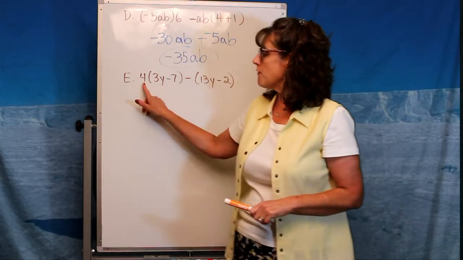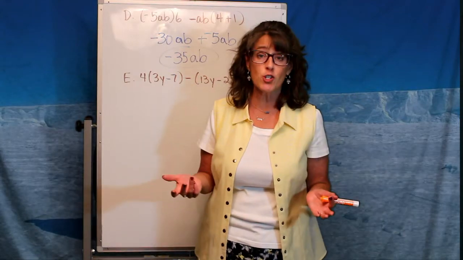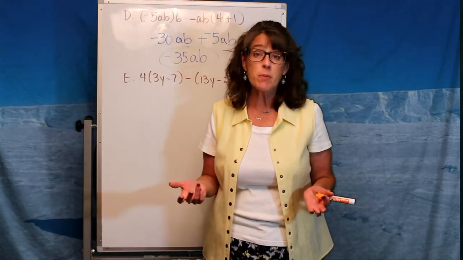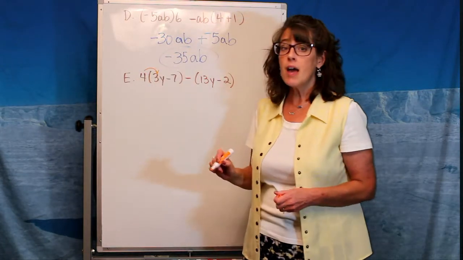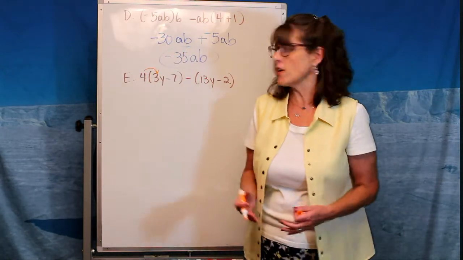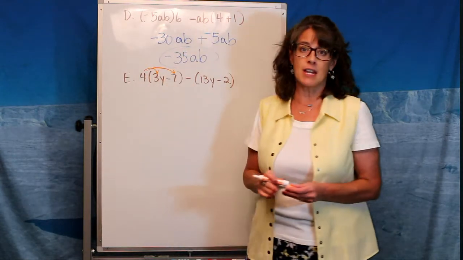So that means I'm going to take that 4 and multiply it to everything inside the parentheses, which is what we call the distributive property. Remember, that's why the parentheses is there. It's telling us I'm not just going to multiply the 4 to the 3y. I'm going to multiply it to everything there. Otherwise, I wouldn't have a parentheses there. 4 is also going to be multiplied to that negative 7.